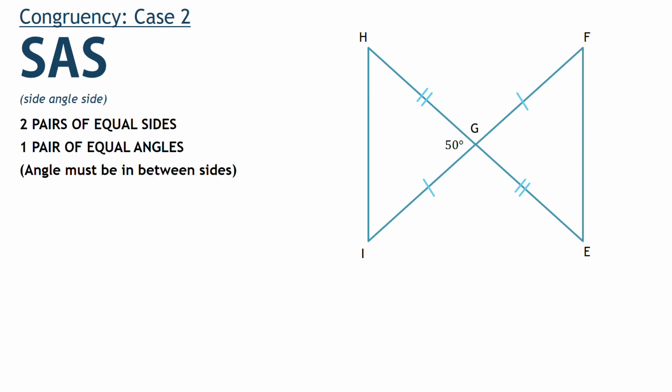So you've got 2 pairs of equal sides and 1 pair of equal angles. Okay, and the angle must be in between the 2 sides. Okay, so if you have a look at the way that I write it, I state which triangles I'm working in. From there, I'm going to list what they've given to me.